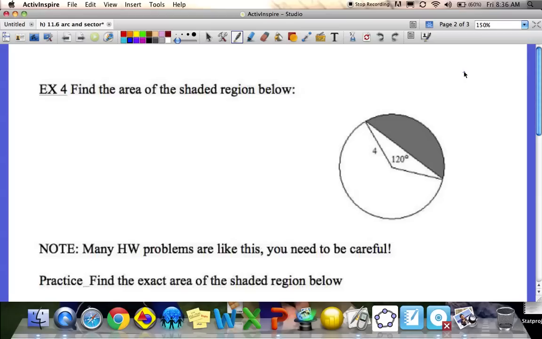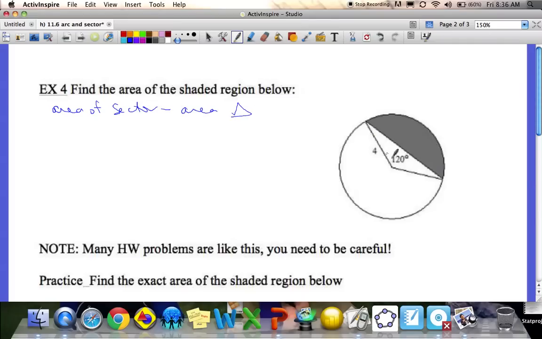Okay, example 4. For example 4, we're given a radius of 4 and an angle of 120, and we have to find this piece, which consists of the area of the entire sector minus the area of the triangle. So can we find the area of the entire sector and subtract the area of the triangle?